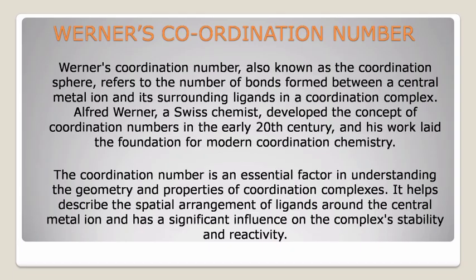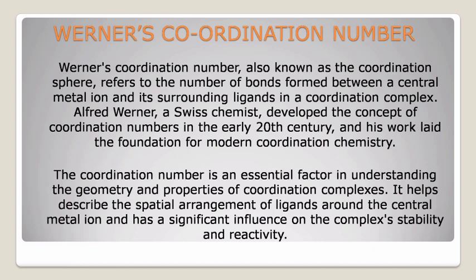Werner's coordination number, also known as the coordination sphere, refers to the number of bonds formed between a central metal ion and its surrounding ligands in a coordination complex. Alfred Werner, a Swiss chemist, developed the concept of coordination numbers in the early 20th century, and his work laid the foundation for modern coordination chemistry.